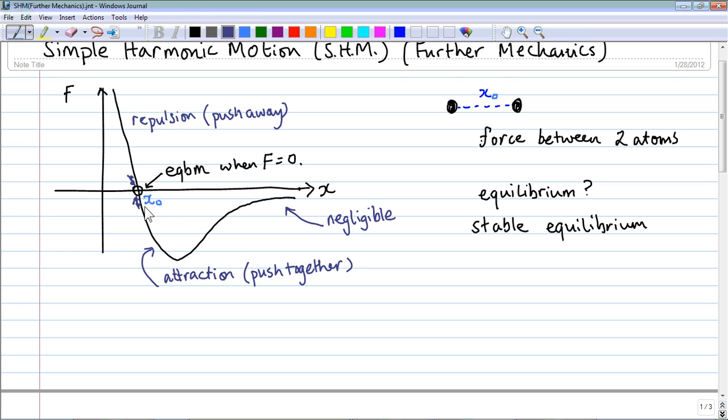And if you think about it mathematically, what makes this equilibrium stable is that the derivative of the force, in other words the gradient of the curve in this region, is negative. So that's an important part of SHM. That's why in the SHM equation we have a minus sign, because we're talking about a stable equilibrium which pushes us back to where we started.